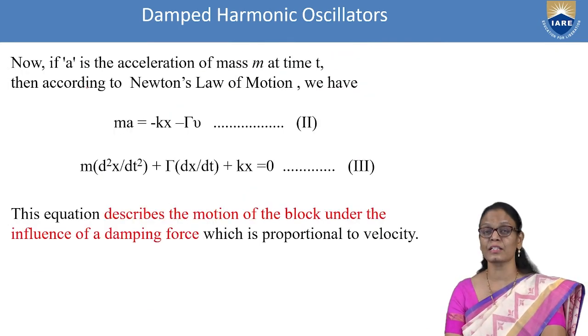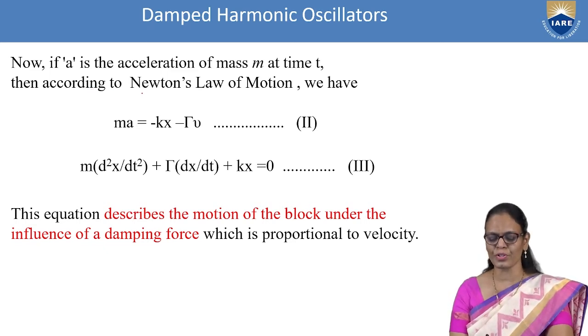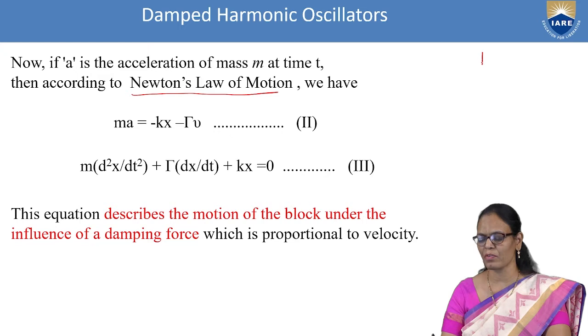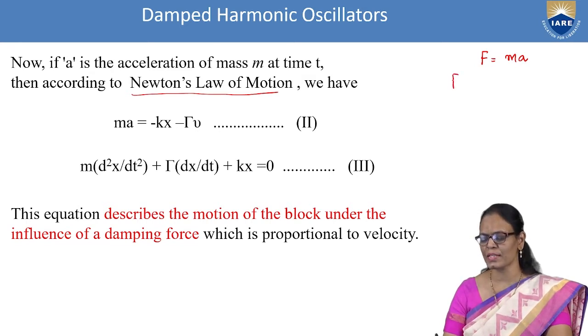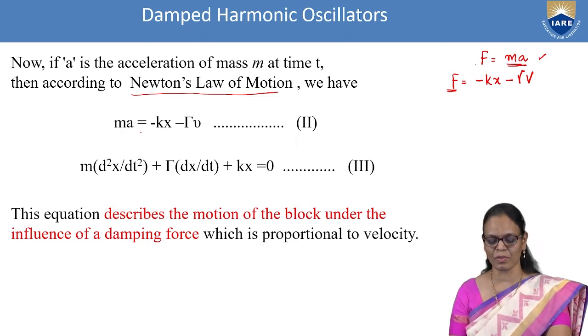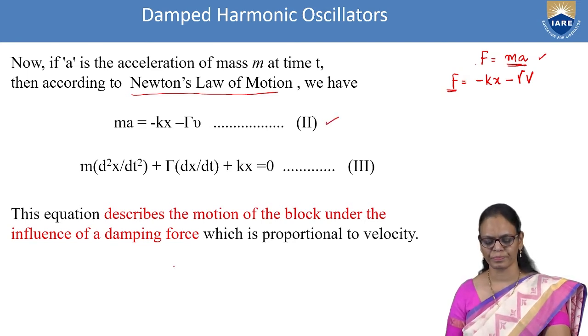Now let us write the expression for F according to Newton's second law of motion. F is equal to ma. Force is equal to mass into acceleration. We have now seen the expression F is equal to minus kx minus gamma v. So for F, we are going to substitute ma because F is equal to ma according to Newton's second law of motion. This is a universal law for every motion. So we are writing ma is equal to minus kx minus gamma v. Let us take it as equation 2.